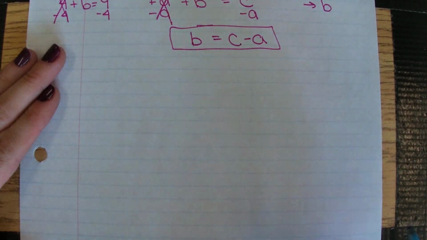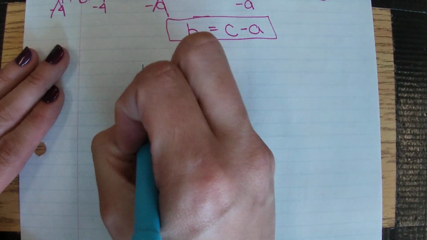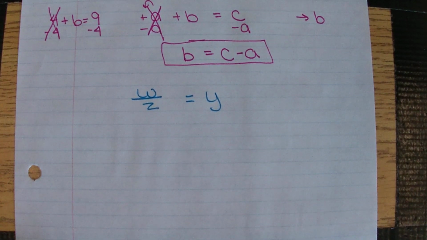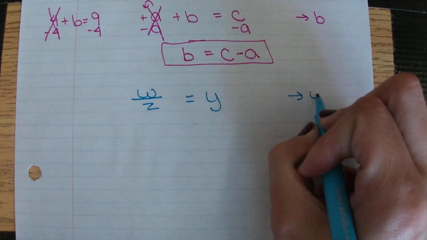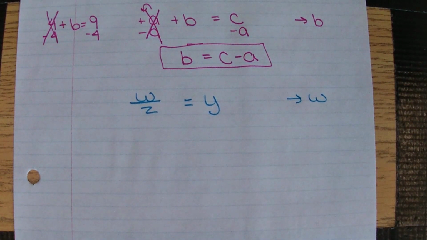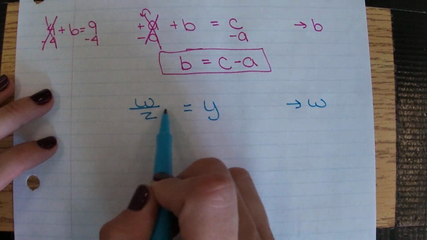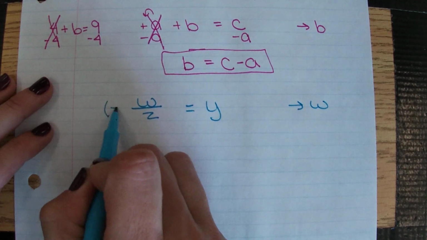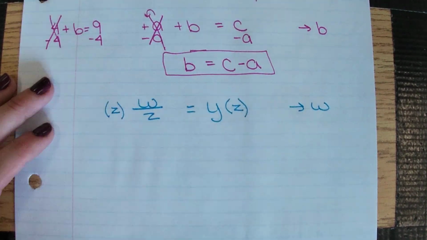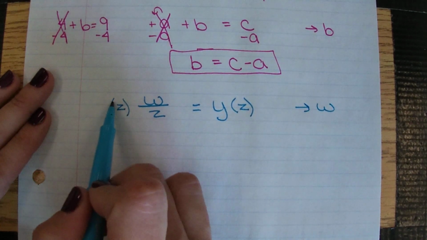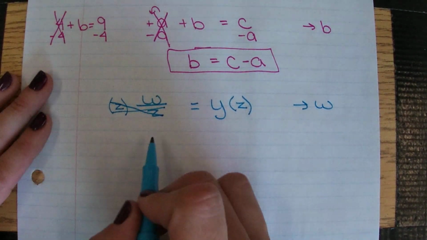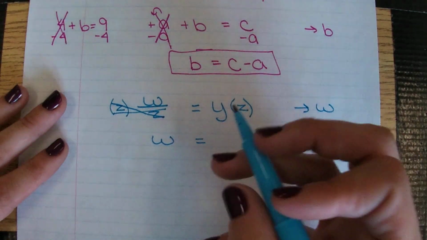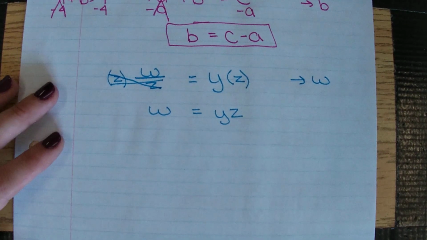So this is the same process we want to use all the way throughout. We're just using inverse operations to move letters around. Let's say we have something like W over Z equals Y, and we want to solve this for W. This is division, and we undo division with multiplication. So we're going to multiply each side by Z. Again, those cancel out, which leaves us with a W on the left. I can't do anything with Y times Z other than leave it as Y times Z.